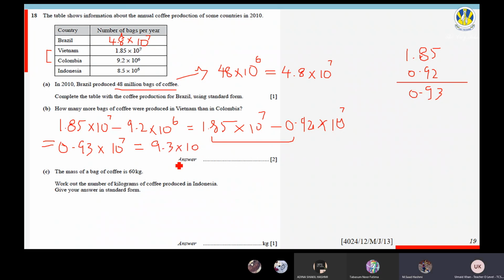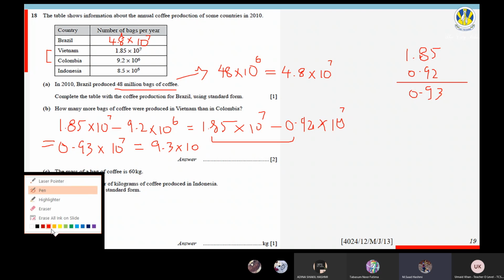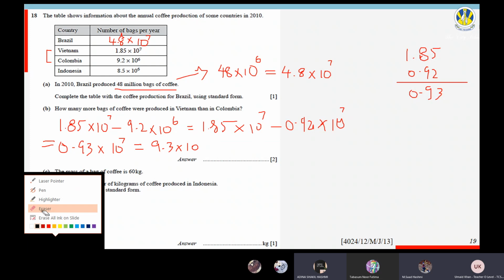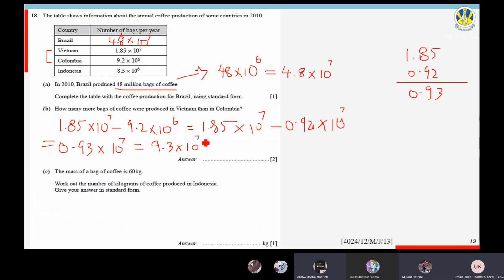So what will be the power of 10? I have to move one decimal place to the right. So will the power of 10 be added or subtracted? It will be subtracted. So we will have 7 minus 1. So it will be 9.3 multiplied by 10 raised to the power 6.